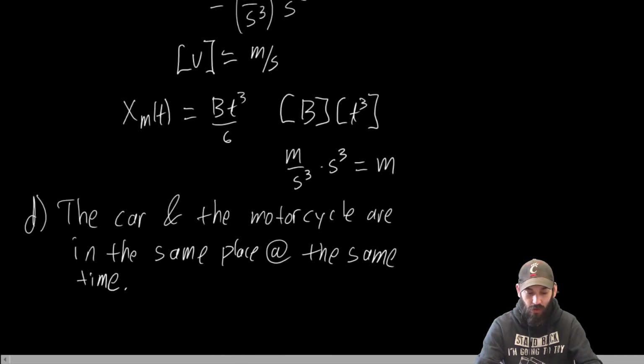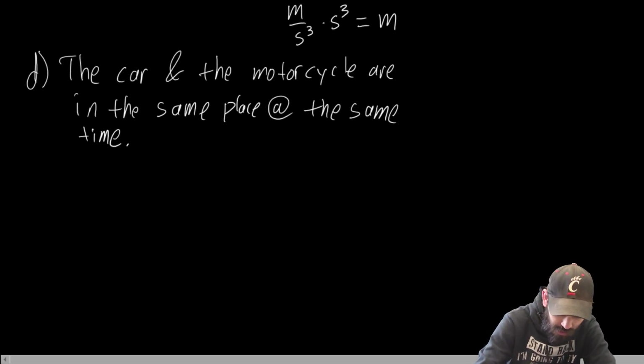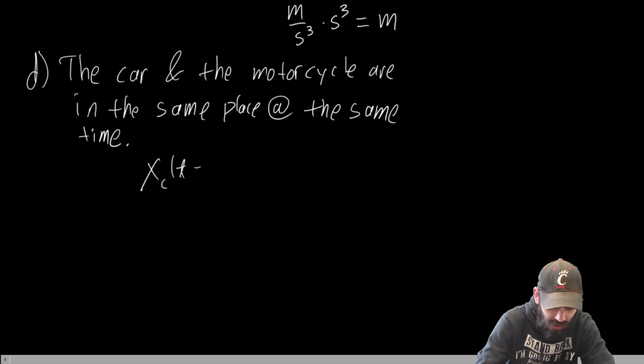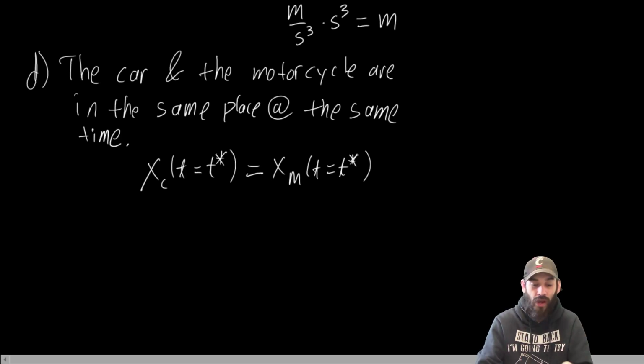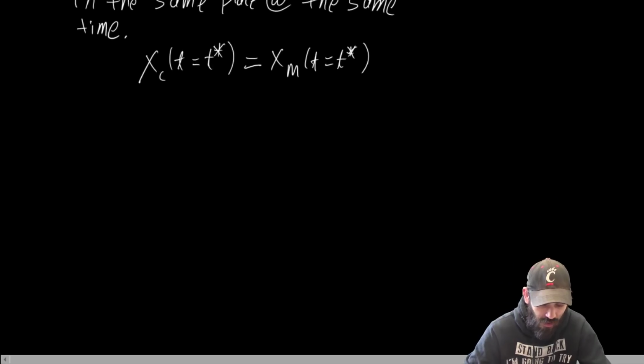So if I want to write this as an equation, this is going to say that x sub c for the car at t is equal to t star is equal to x sub m at t is equal to t star. So there's a very specific value of time. When I evaluate for that time, these two things are at the same point. Okay? Now let's see how we can do this graphically.